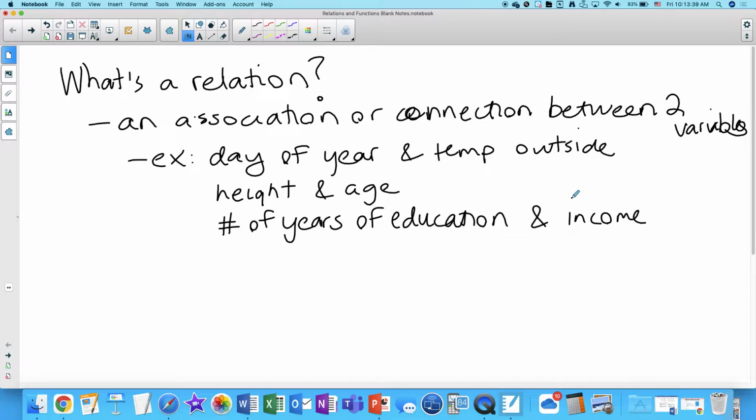Okay, and of course, there's always going to be anomalies. There's always people who go to university for 15 years and make almost nothing, and there's people who never go to school and are billionaires. But in general, there's a very strong connection between how many years of education you have and how much you make at the end of the day. Anyone think of any other ones?